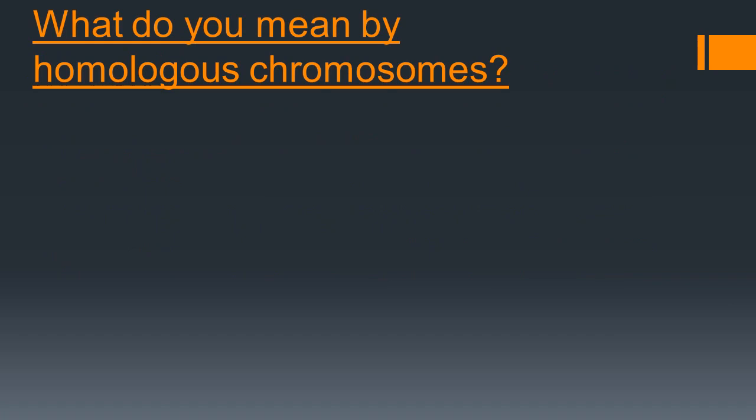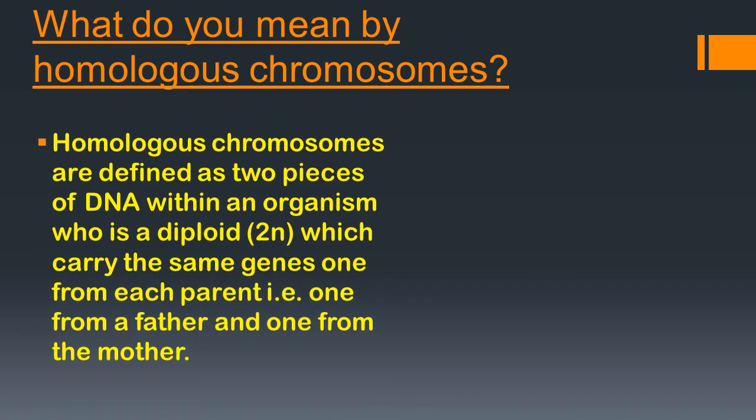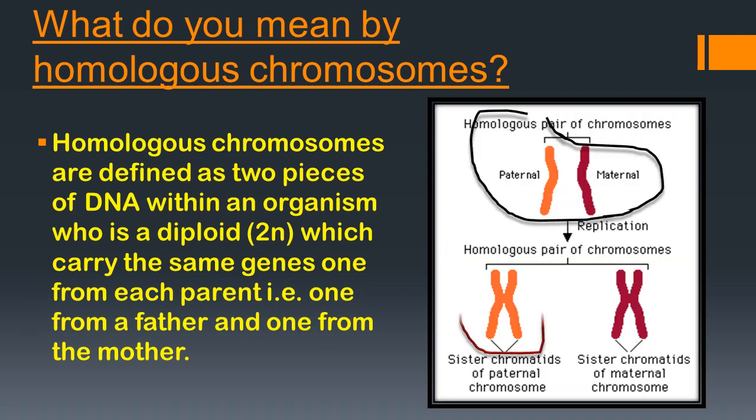Alright, so what do you mean by homologous chromosomes? Homologous chromosomes are defined as two pieces of DNA within an organism which is diploid in nature, that is 2n, meaning it carries 46 chromosomes, which carry the same genes, one from each parent, that is one from the father and one from the mother. That means 23 fused together to form 46 chromosomes. So these are the homologous chromosomes, parental, one from the father and one from the mother.